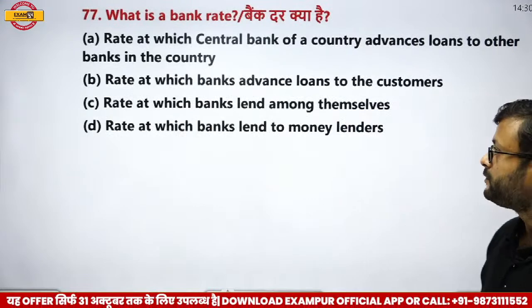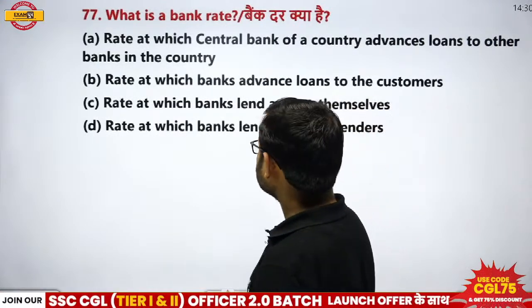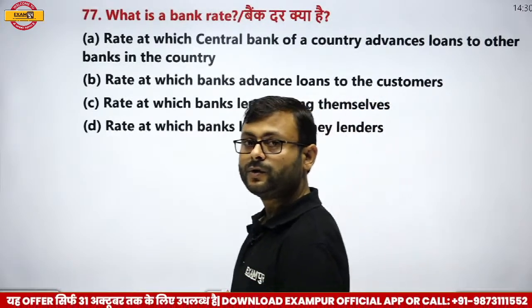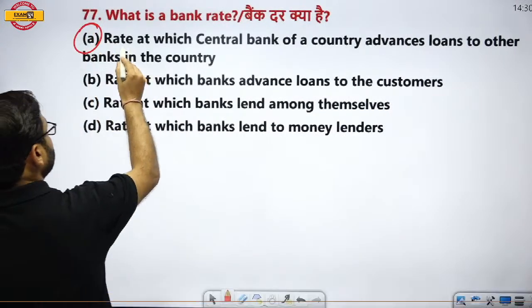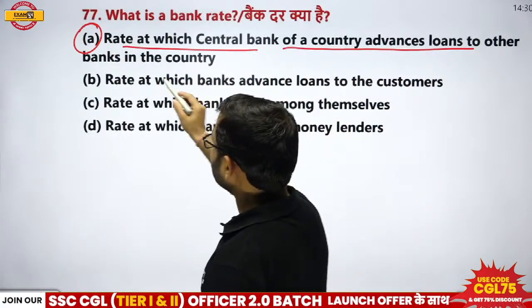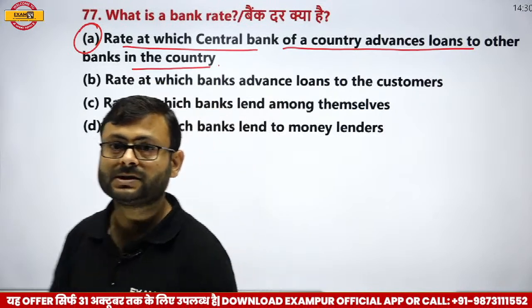What is the correct answer? The correct answer for this question is: the rate at which the central bank of a country advances loans to other banks in the country.